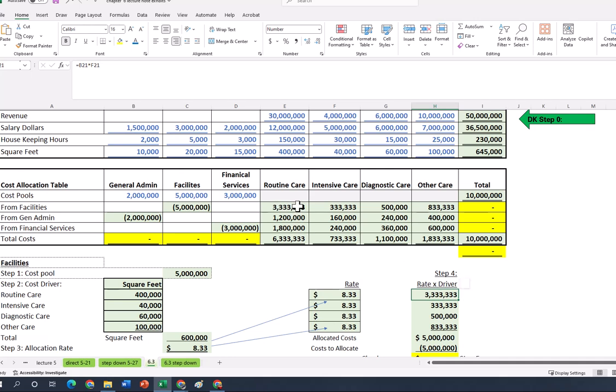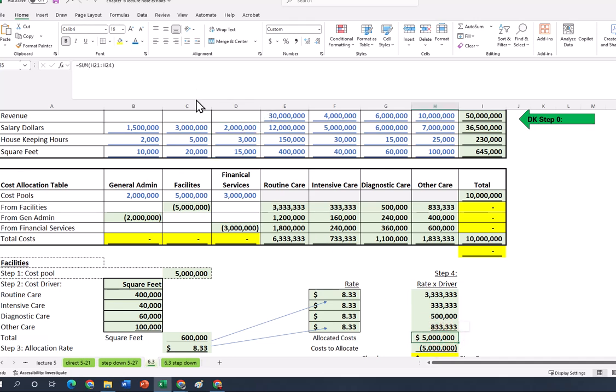We take that allocation in our table, we link it, right? And again, once we've linked this, we change something, somebody says, oh, I made a mistake. Financial services we remeasured, salary dollars was off, whatever. We change any of those blue assumptions, everything flows. We don't have to make any other changes.